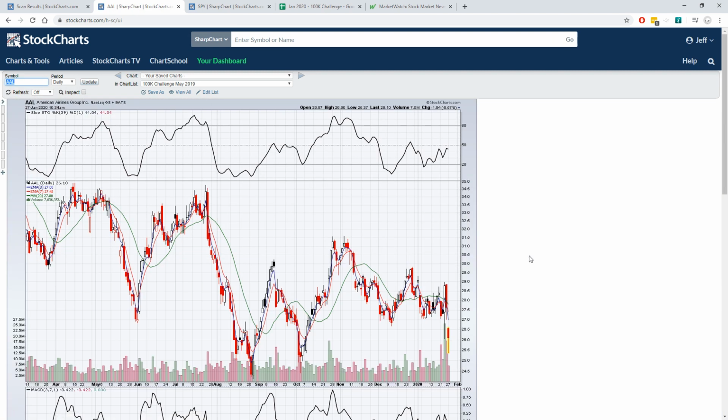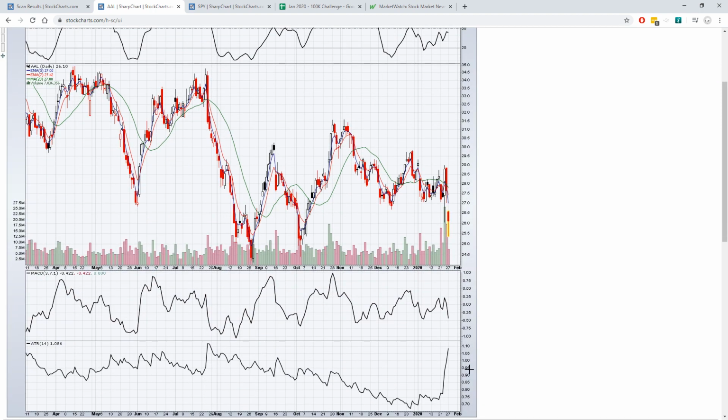American Airlines is one I was hoping would trigger on Friday. Ultimately, we didn't get the crossover, but gapping on down here, we're talking about more than a 2 average true range move. Much more than a 2 average true range move.